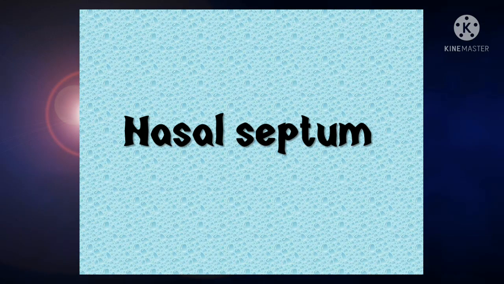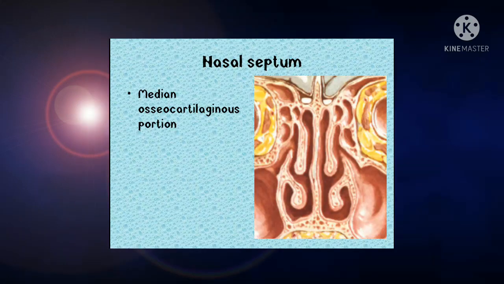Next, we are going to learn about the nasal septum or the medial wall. The nasal septum is the median osseo-cartilaginous part which is seen between the two halves of nasal cavity. Each side is covered by the mucous membrane, and that forms the medial wall of both nasal cavities, which is formed by both bony and cartilaginous parts.